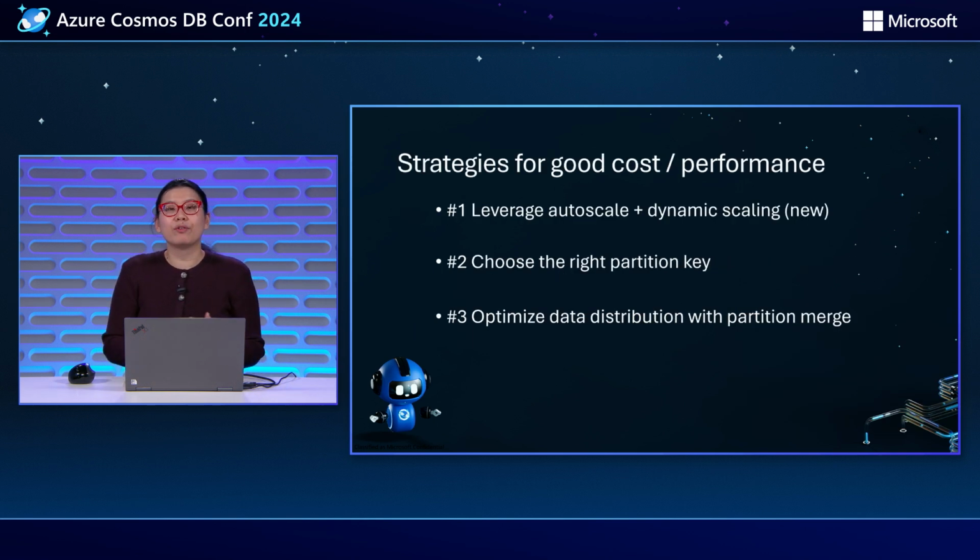Today's session will cover 3 very concrete, actionable tips you can use to improve your cost and performance today. We'll talk about how you can leverage autoscale and a new feature called dynamic scaling, which optimizes the scaling of autoscale for workloads that have different traffic patterns across regions or partitions, and can help you lower your costs.